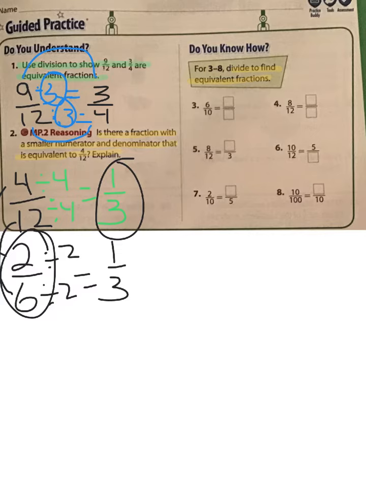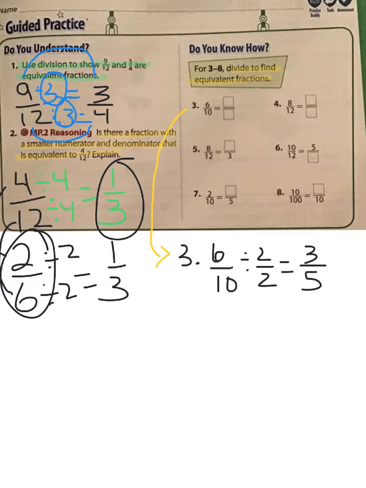Number 3, we are asked to divide to find equivalent fractions. So I have 6/10. I'm going to write number 3 down here just so I have more room. I know that both of these numbers are even, so I'm going to divide both sides by 2. If I divide both sides by 2, because you have to use the same number, 6 divided by 2 is 3, and 10 divided by 2 is 5. So I will end up with 3/5.